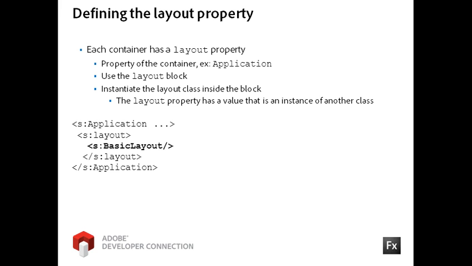Let me be clear that basic layout is a class implementation separate from the application container. The layout property of the application container is specific to the container, but the basic layout class is an instance of a layout class applied to the container. Again, this speaks to the Spark architecture for separating layout from functionality and content.